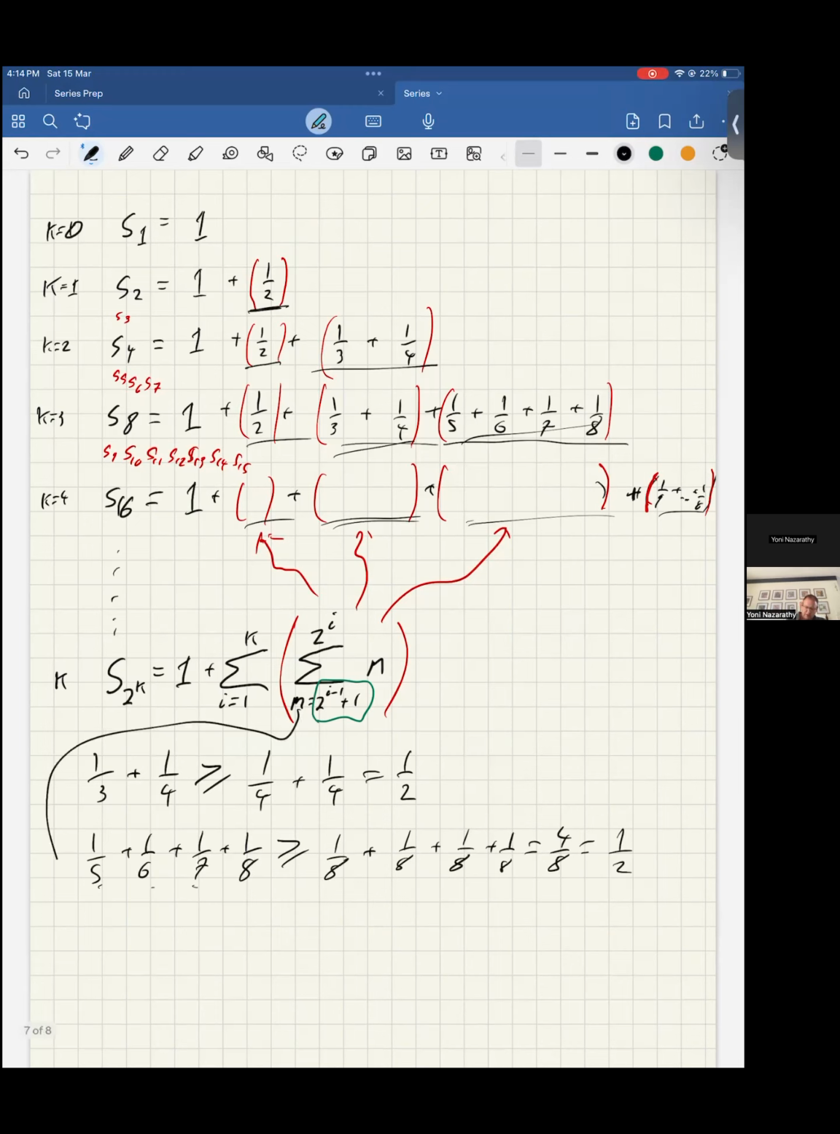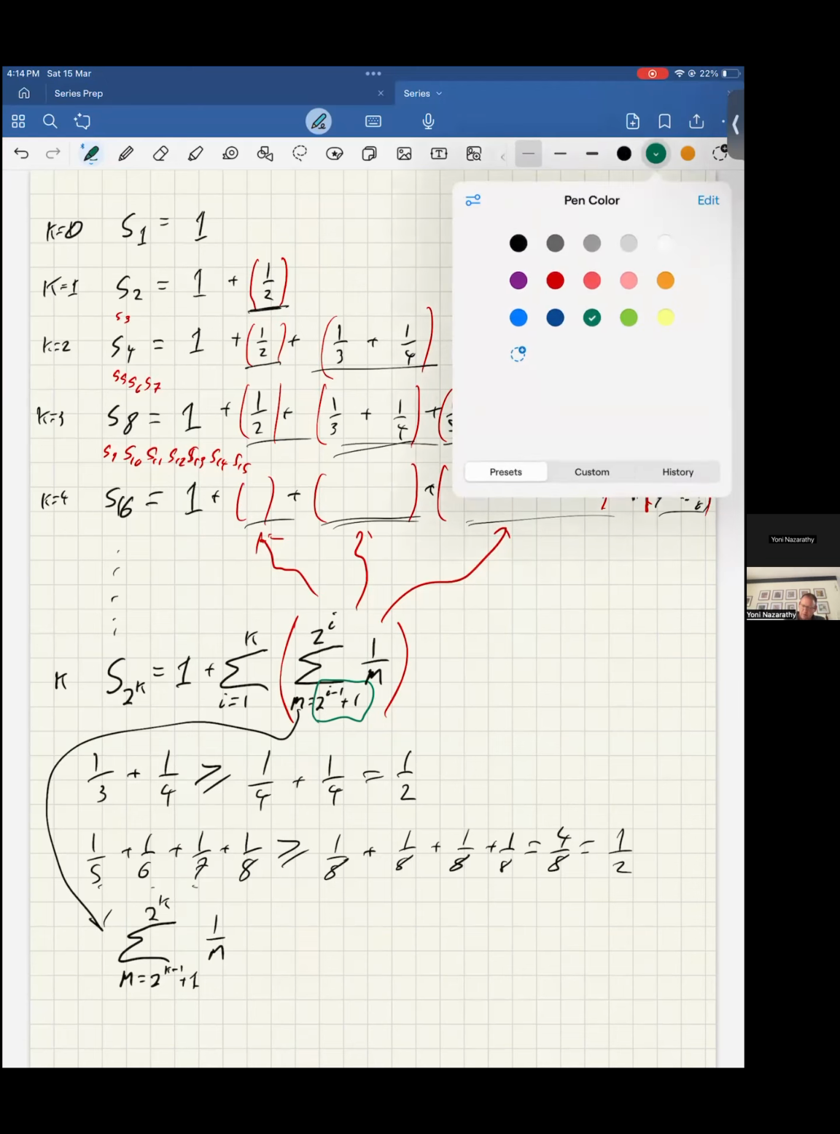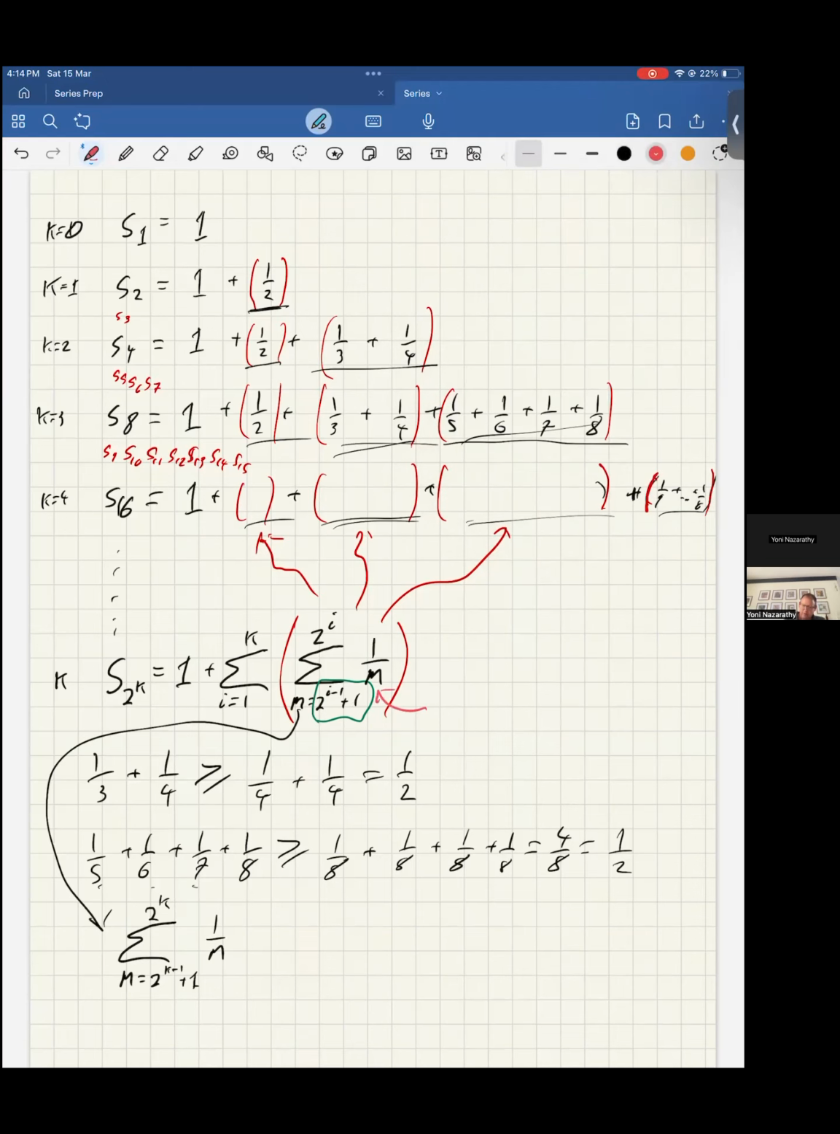If you want to see this slightly more formally for the general term, then let's argue that the summation of m going from 2 to the power k minus 1, plus 1 down here, all the way to 2 to the power k, of 1 on m. So that's this term. By the way, there was a typo here. This shouldn't be an m. It should be a 1 on m. When I wrote this initially, I had a typo. It should be a 1 on m.